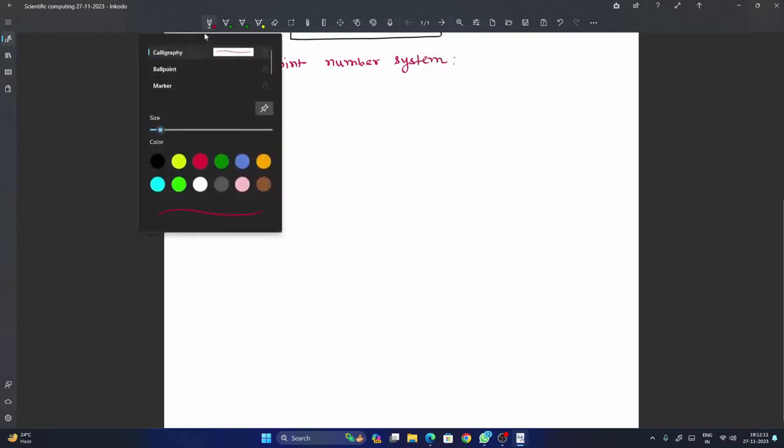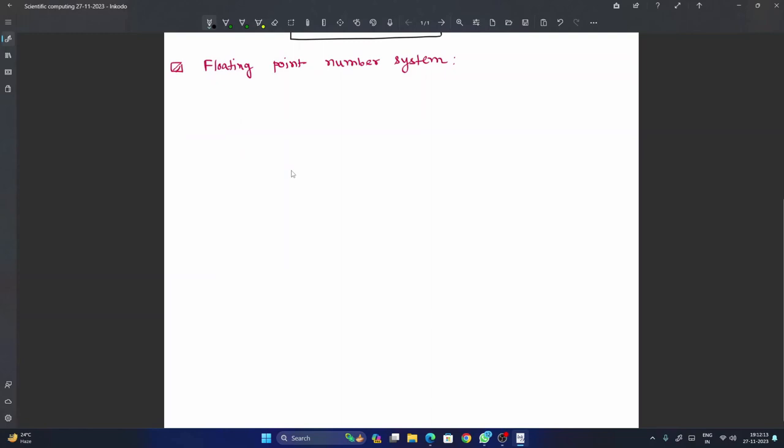The floating point number system is actually the same as our scientific number system. Like if you use the scientific mode in your calculator, and you have a large number, it will give you something like 2 into 10 to the power of some value. So now you can see that this large number is stored in this type of small format.